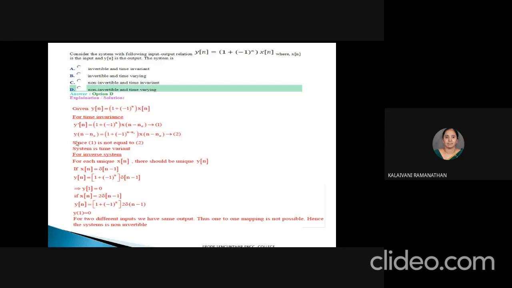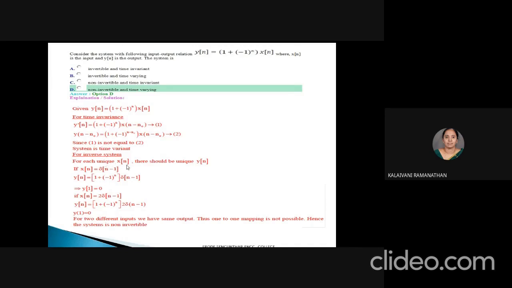Next step, you delay your output itself. That is, you have to replace your n as a whole as n minus n naught. So you replace this n also. So you get this equation. So these two are not equal. So you have to conclude that it is a time variant system. And then the next case is you have to check whether the system is invertible or not. So for that, you have to check the uniqueness of x of n.